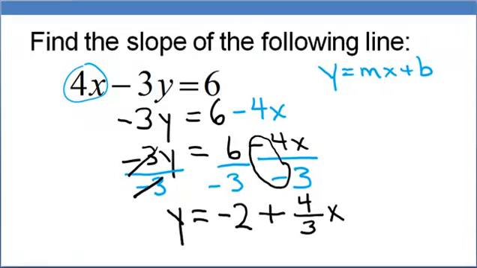Now, our equation is turned around a little bit, but it is in slope-intercept form. The y is isolated. That's the part that's important. So our slope will be the coefficient of the x from this form. So our slope is going to be 4/3.